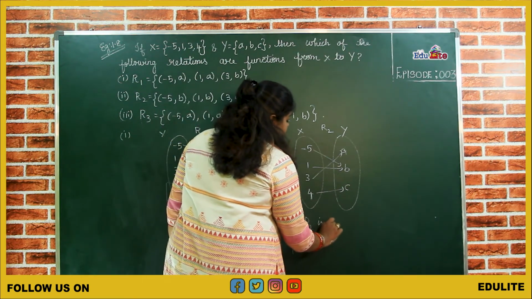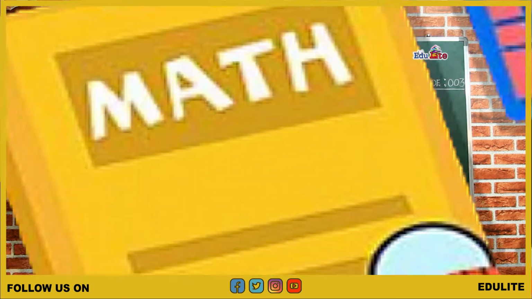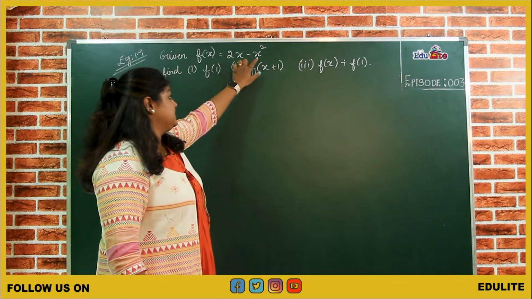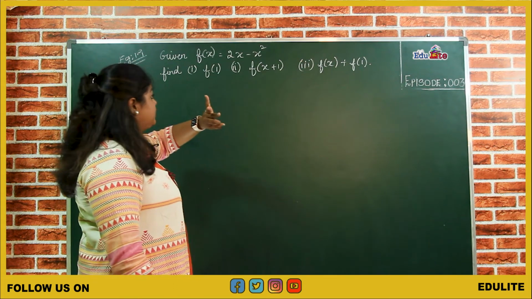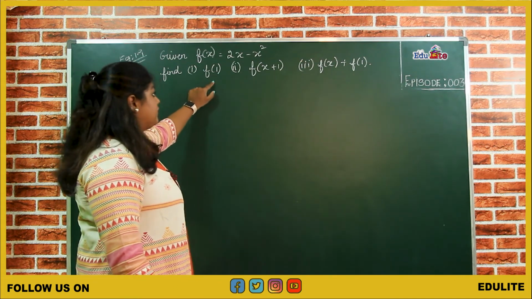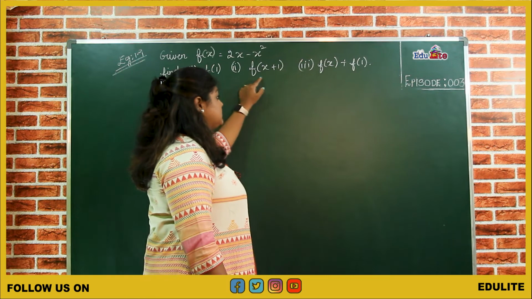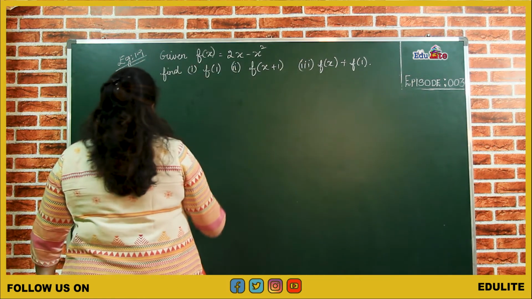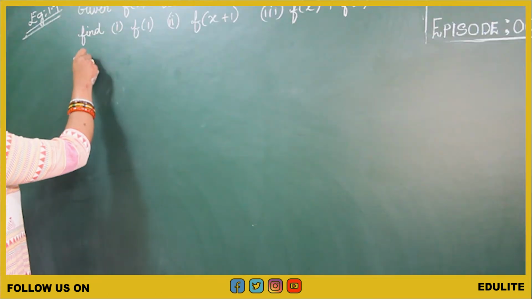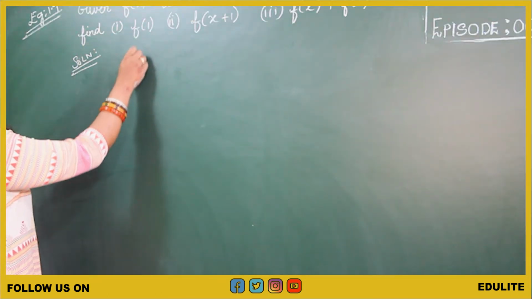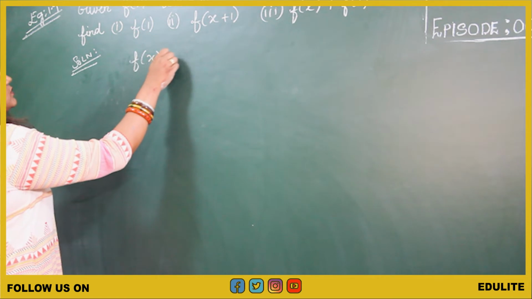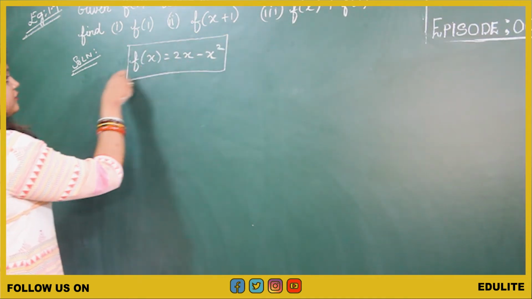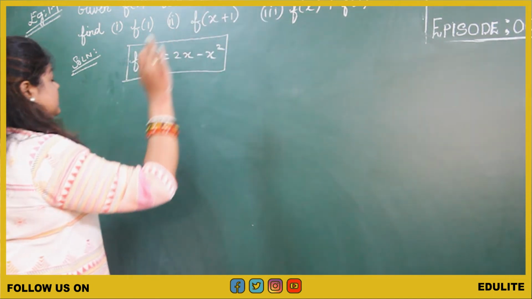R2 is a function. So, example 1.9, given f of x is equal to 2x minus x square, we have to find three subdivisions. First is f of 1, second is f of x plus 1, and the third one is f of x plus f of 1. We will go one by one. In this problem, the given relation is f of x equals 2x minus x square. So, with the help of this relation only we can find all three subdivisions.